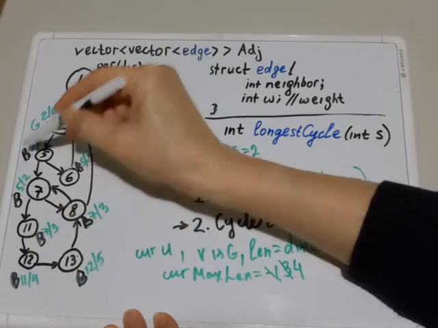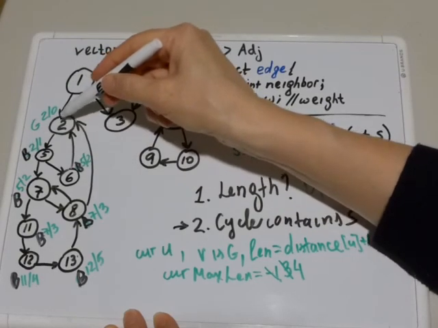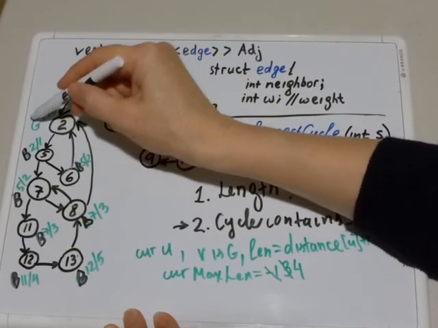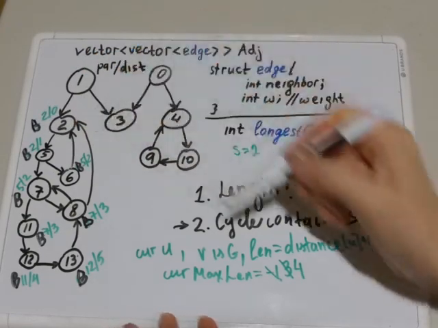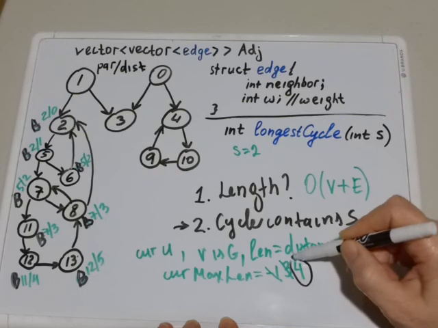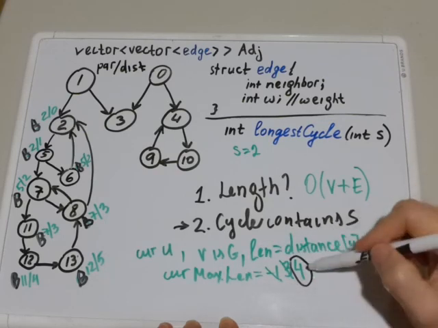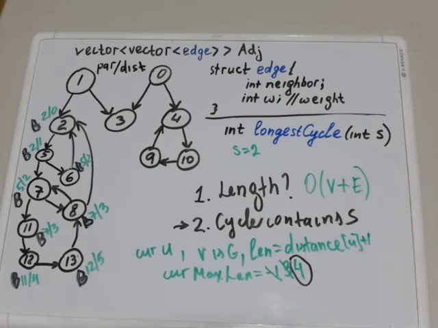5 will be black. Return to its parent, which is 2. The parent is 2. It will return. It will be black because it doesn't have any more children. And after that, you can return the number stored in current max length as the result of your algorithm.